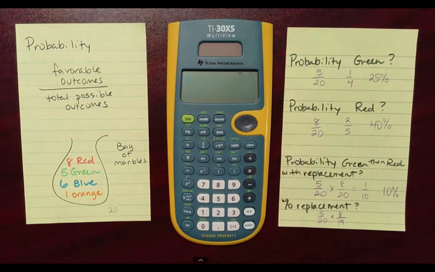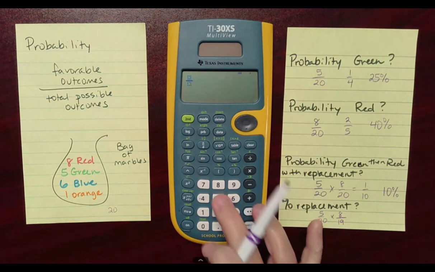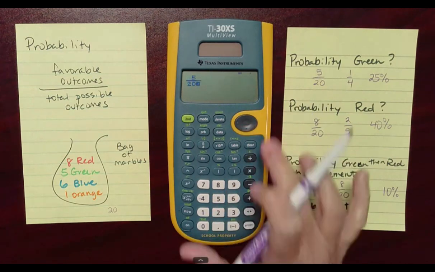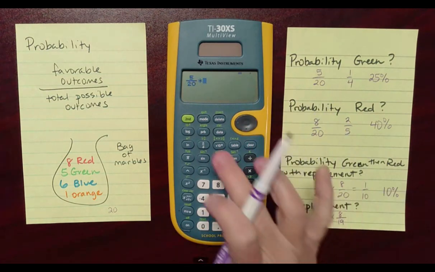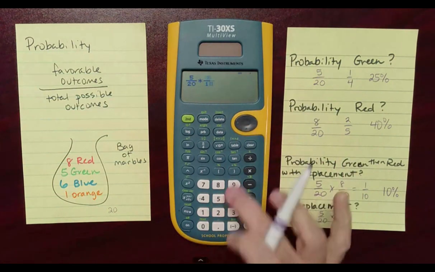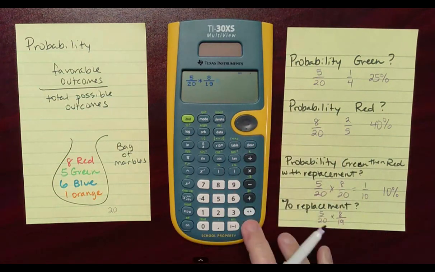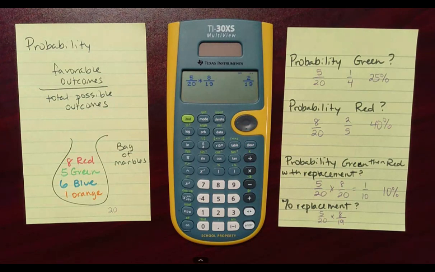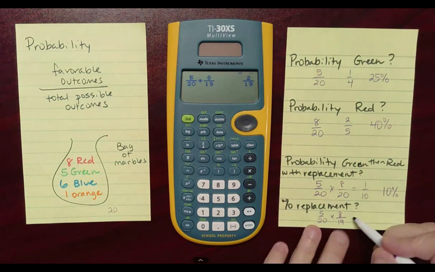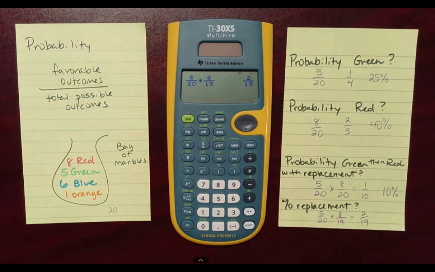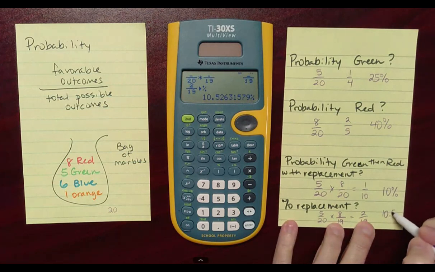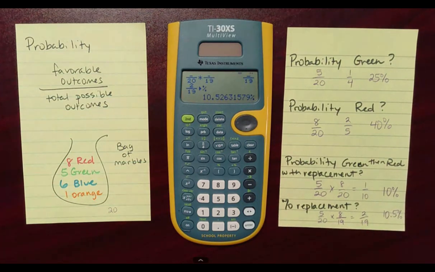So now we have a problem. My green probability, my red probability, we'll multiply the two together. 5/20, move over, times fraction again, 8 over 19, move over, hit enter, and we get a 2/19 probability. As a percent, second, arrow to a percent, and we get 10.5 if we round that to the nearest tenth.